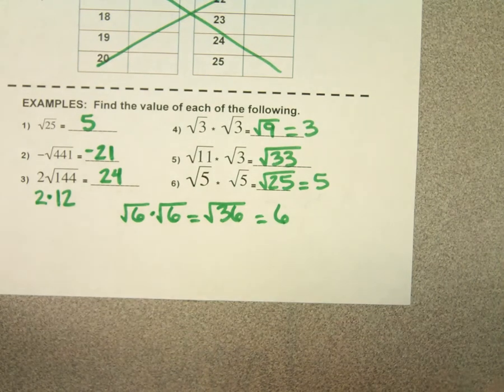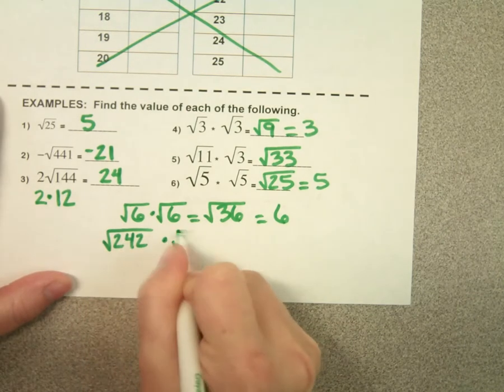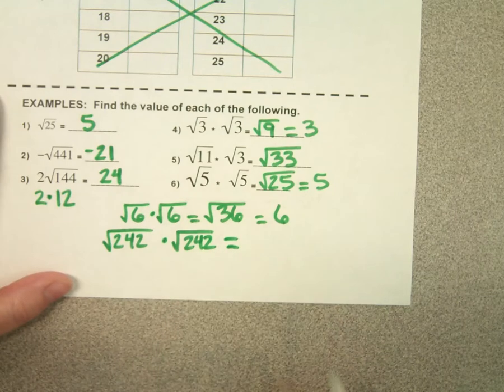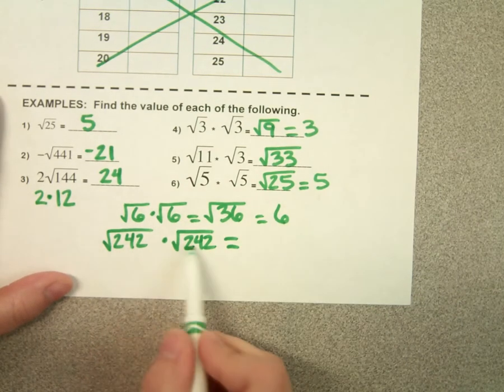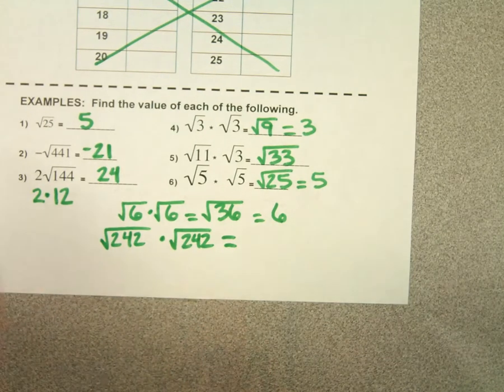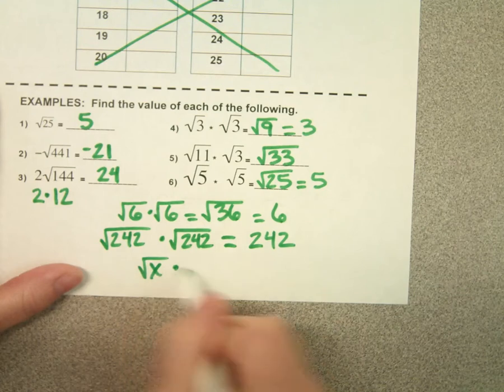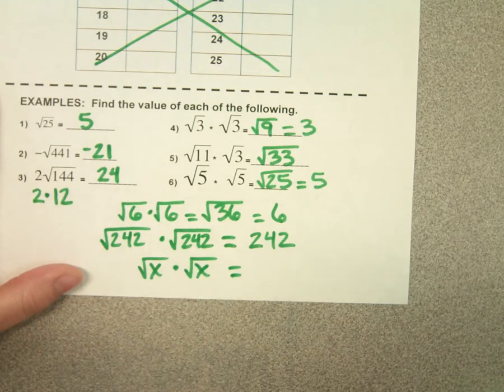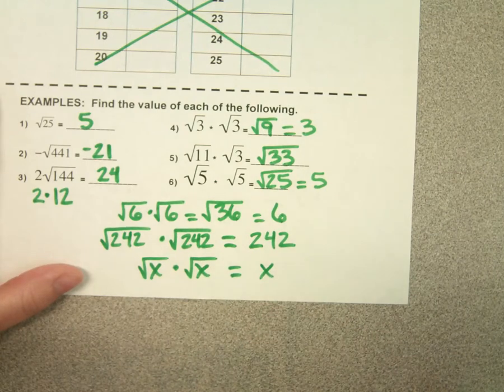So if I just asked you, what's the square root of 242 times the square root of 242, the answer is 242. As long as you're working with square roots and you multiply two of the same thing, out they come, and the answer is 242. If I said, what's the square root of x times the square root of x, what would it be? It's just x. Multiply two of the same thing, out it comes.